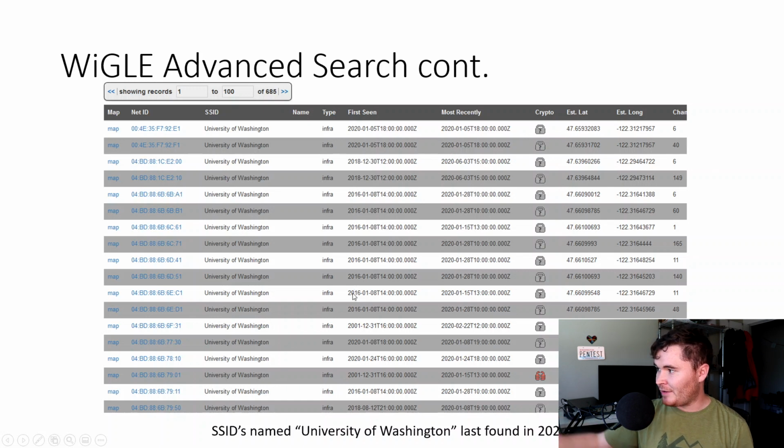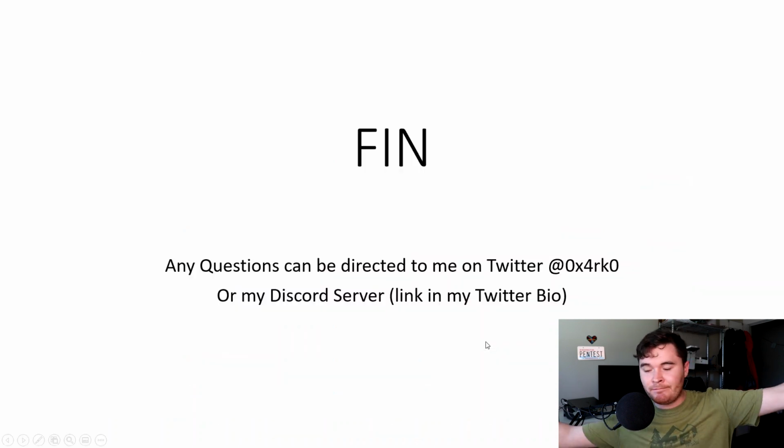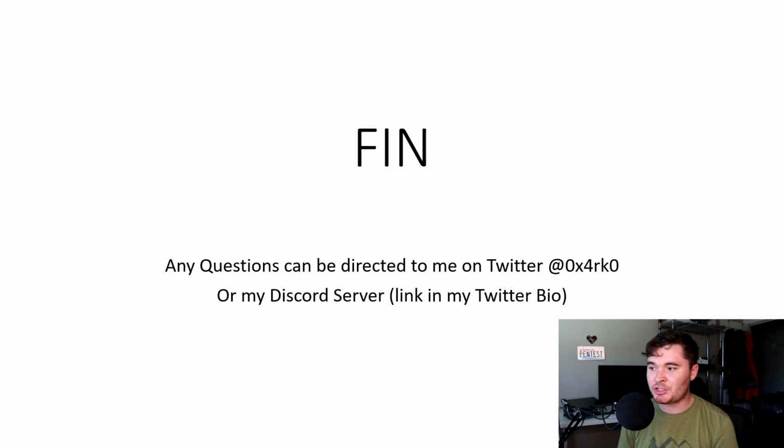So we have 685 results of SSIDs named University of Washington that have been most recently seen as late as January 1st, 2020. So it can be found no earlier than January 1st, 2020, so it's going to be the freshest results. So that is it. Any questions that you have?